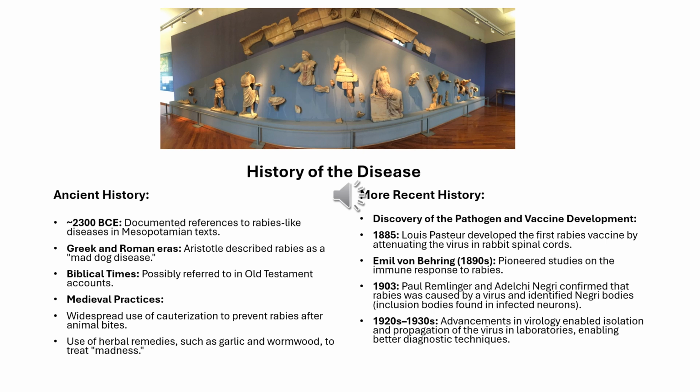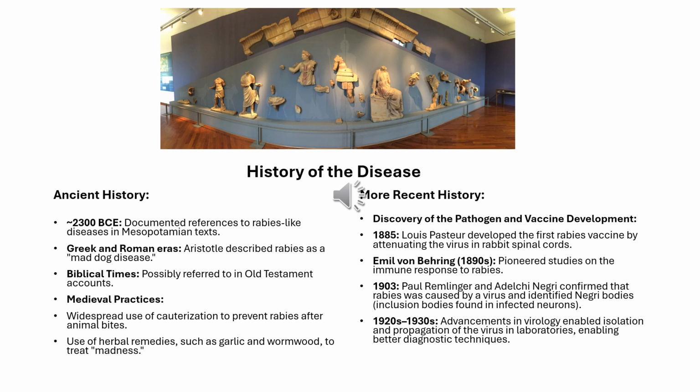In medieval times, people used some interesting practices to deal with rabies. One of the common things that they would do was cauterize, which is basically burning the skin or the wound after the animal had bitten its host to prevent the disease. They also tried herbal remedies like garlic and wormwood to treat what they called the madness.